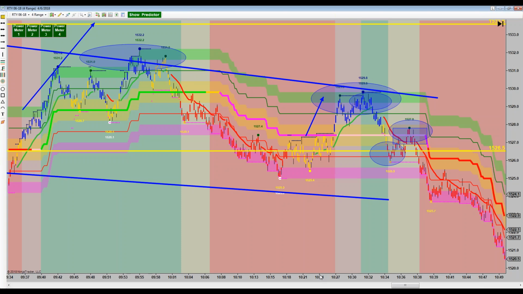Now, if you missed that short, where was the other spot to get in? Where was another spot to get in short if you missed this box right here? Is there another place that you could have taken a short trade? Everybody see it? I'll help you out. I'll put my cursor around where it is. All right, here's where it is right here.